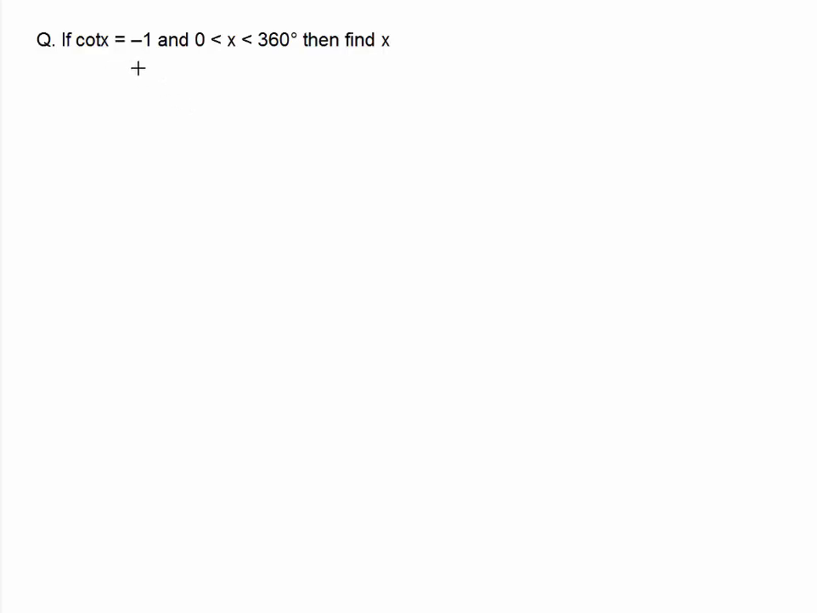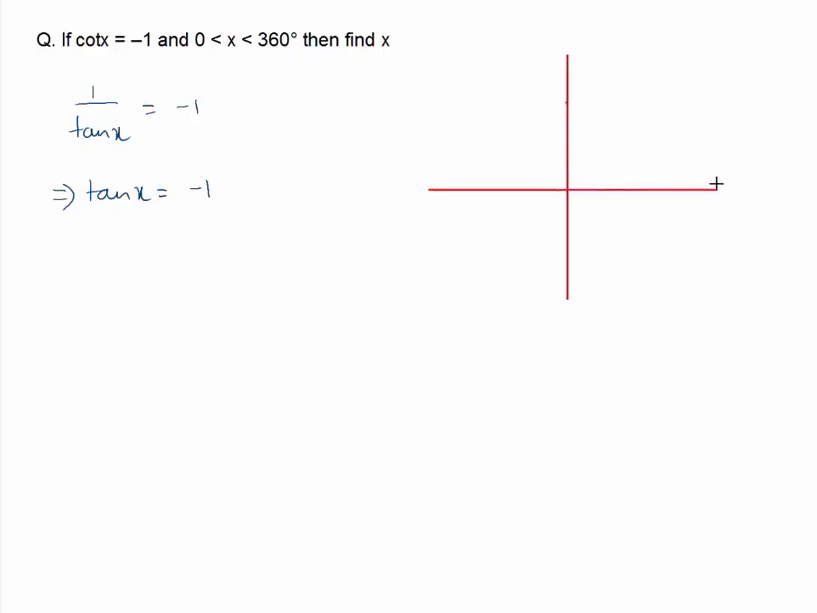Now let's say we need to find cot x equals minus 1, where x is from 0 to 360 degrees, then find x. Since cot x is minus 1, and cot x is 1 by tan x, so 1 by tan x equals minus 1. That implies tan x equals minus 1. Now let's draw the xy axis. Let's say this is the y axis and this is the x axis. Now we need to find the angles where tan x is minus 1.